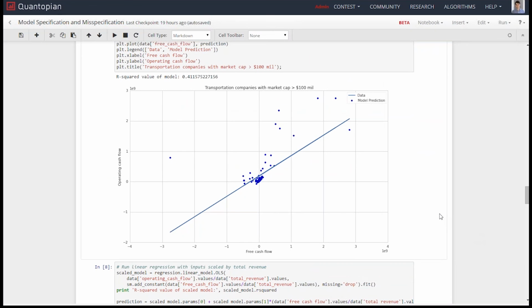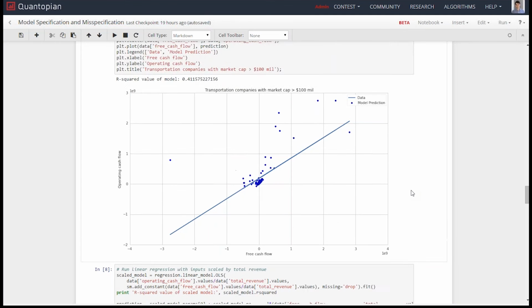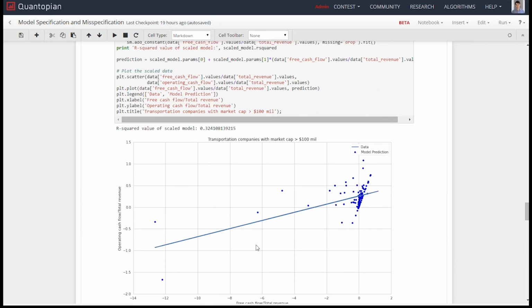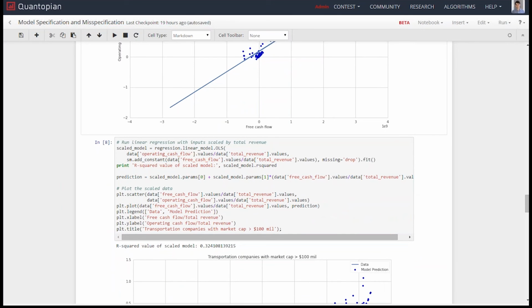But the important thing here is that we're looking at only companies with a market cap over 100 million, which is common. When you're doing fundamental data analysis, oftentimes you'll just look at companies that are big to make sure that they're liquid and you can trade them easily. But this model turns out to be spurious because you have not scaled your data by company size. And if you scale your data by company size, you can see that this model falls apart and the R squared reduces a lot.